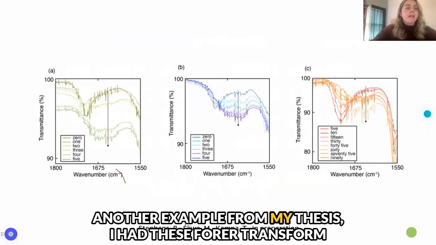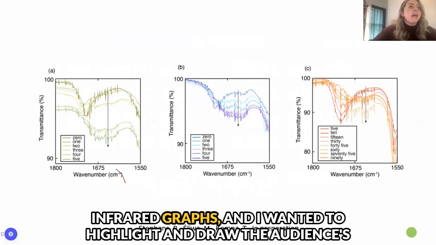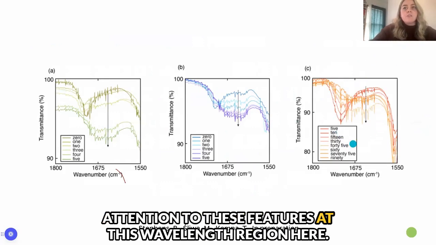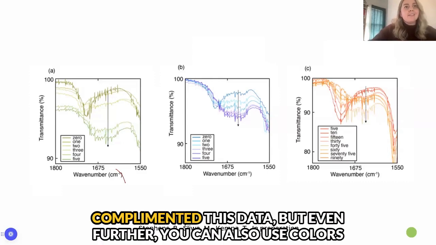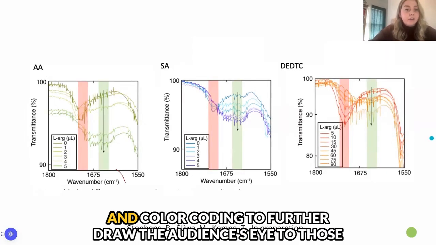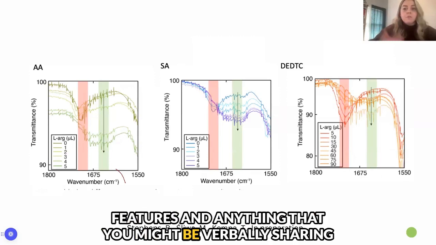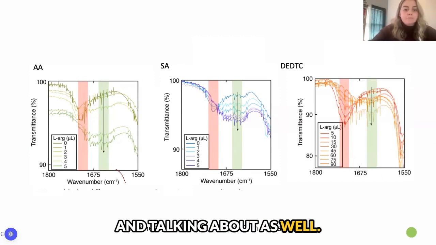Another example from my thesis, I had these Fourier transform infrared graphs, and I wanted to highlight and draw the audience's attention to these features at this wavelength region here. So I included a little arrow that was in the publication that complemented this data. But even further, you can also use colors and color coding to further draw the audience's eye to those features and anything that you might be verbally sharing and talking about as well.